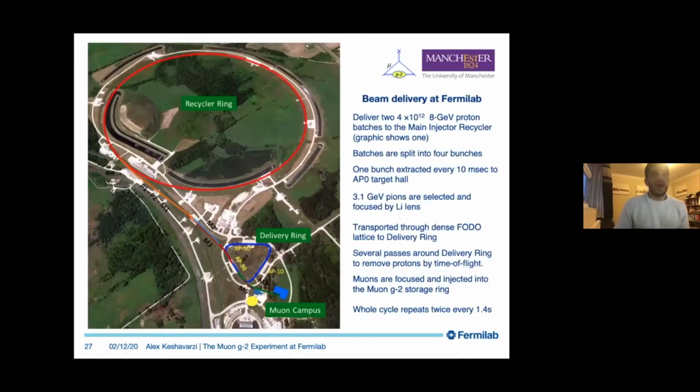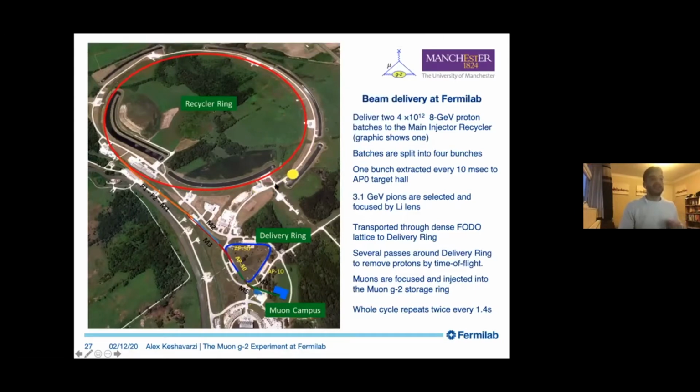Let me talk about how we produce the muons. So we send 4 times 10^12 proton batches of 8 GeV to this main injector recycler ring, okay? So this is a little graphic here. You can see that these go into the main injector recycler ring here.